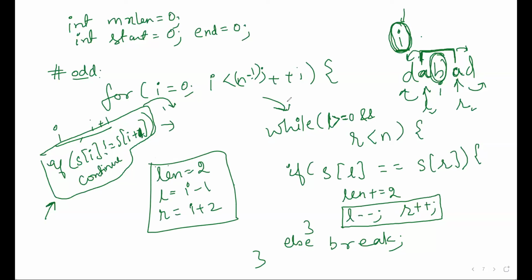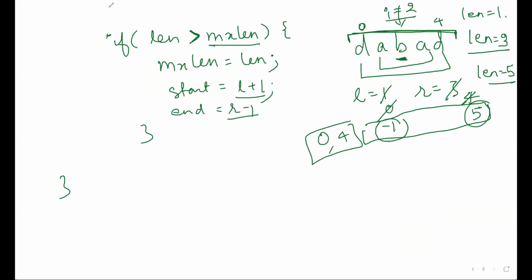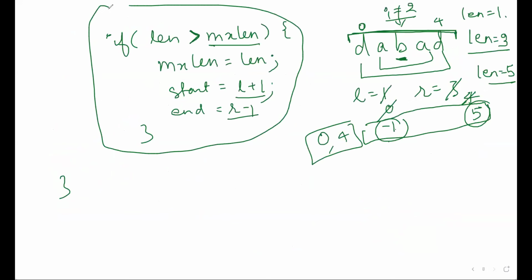Rest everything will be the same. This comparison will be the same, and this thing will be the same. At the end, you'll have the length of the longest even length substring eventually. And once you have both the loops finished, you will have the length of the longest palindromic substring which is possible. And you can print all characters from start to end index, because that will be your palindromic substring of longest length.